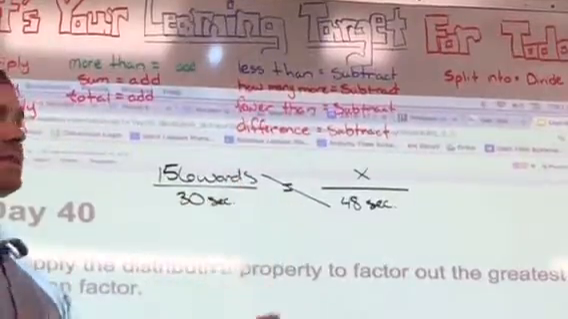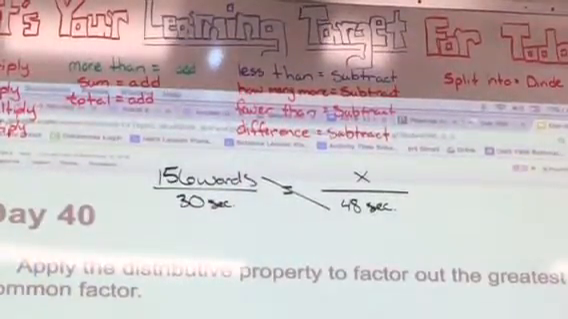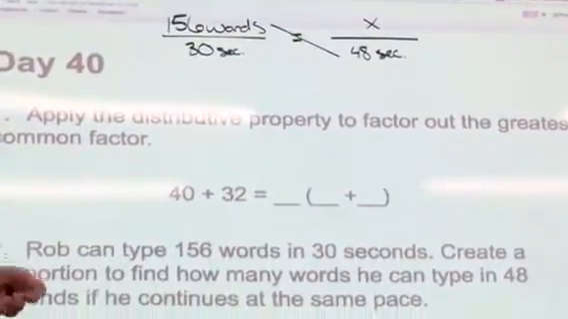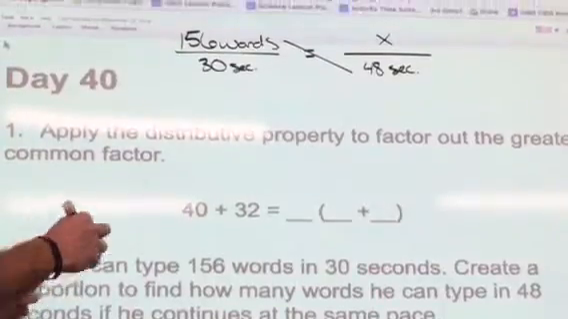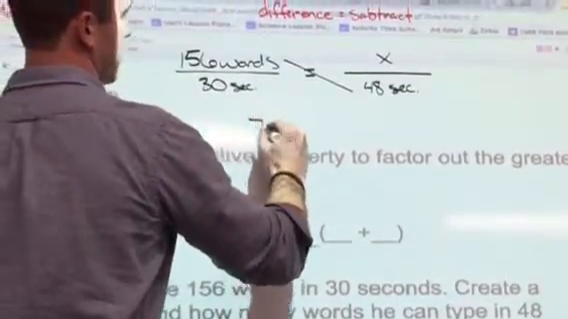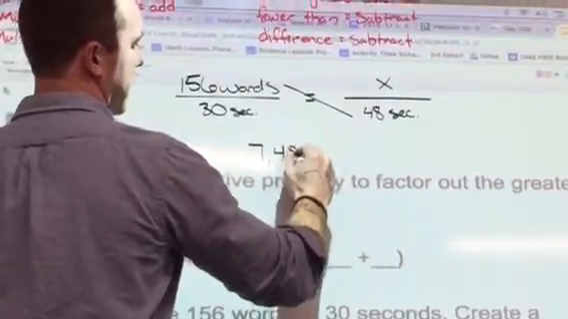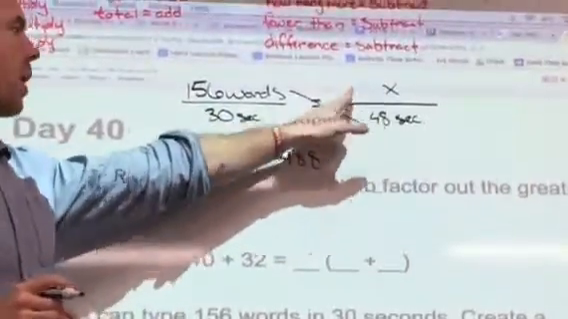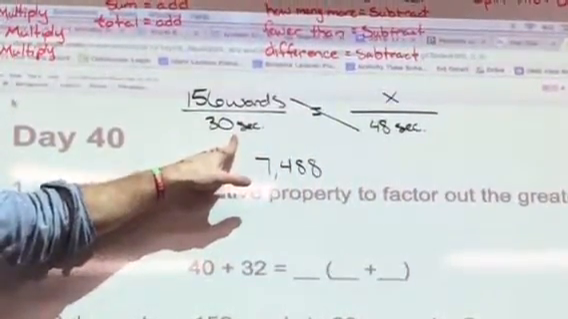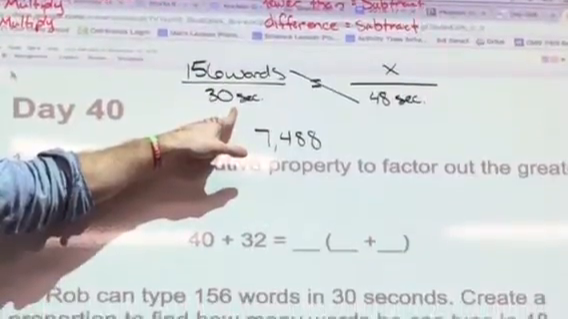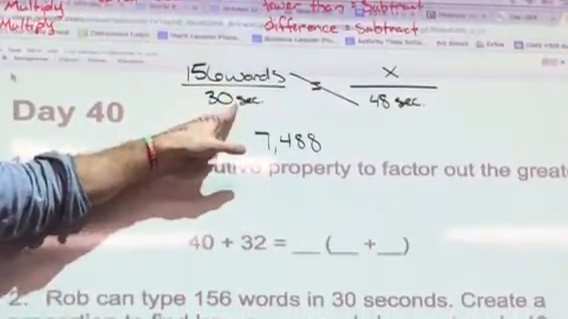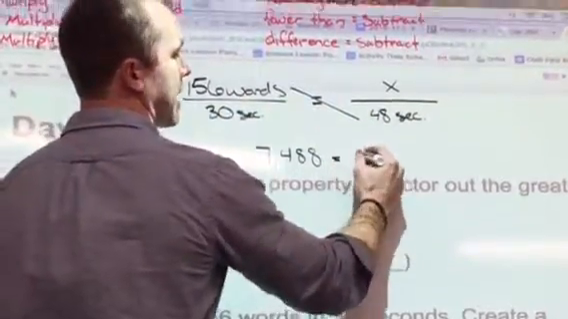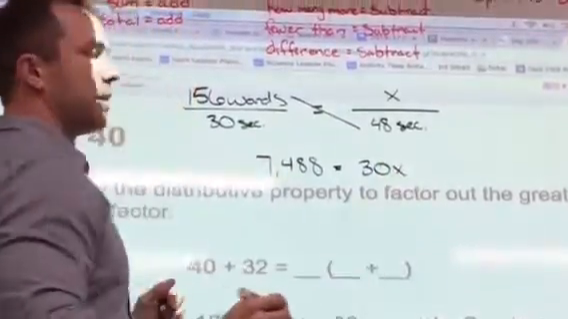Does anybody have a calculator? Do 48 times 156 quick for me, please. Josh, you got it? 48 times 156. 7,488. Now, once I've cross multiplied here, can someone tell me why I divide by 30? Because you have to do the opposite. Good. Because technically, I'm supposed to take 30 times x, right? You can't do it, but can I write it down? Yeah, 30x.